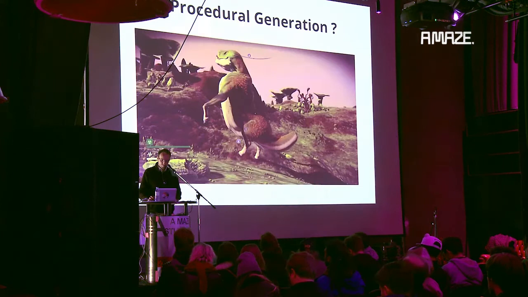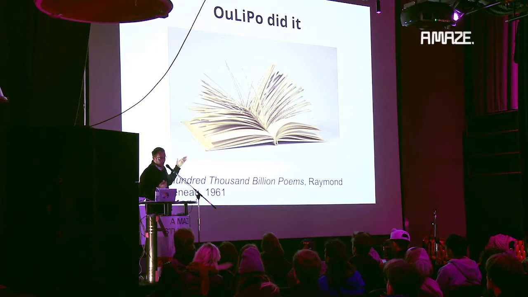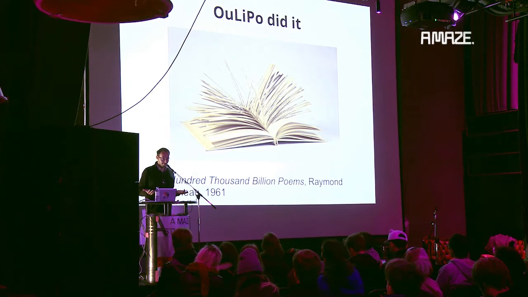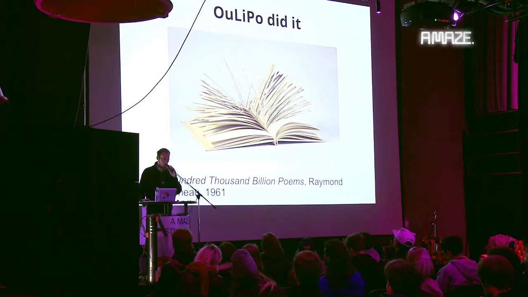Procedural generation. Okay, that's something very video gamey, right? Randomness, algorithm. Well, OuLiPo did it too. This book is called 100,000 Billion Poems, and it actually features 100,000 billion poems. It's pretty hard to explain without the picture, but luckily we've got the picture. So every page is cut into strips, and there's a verse on each strip. So you can open the book randomly and get a new poem, a poem that probably no one has ever seen before. So you've got randomness, of course. You've got an algorithm: it's the structure of the sonnet. The poems are always sonnets. So that might be the closest thing to procedural generation you can get on paper.